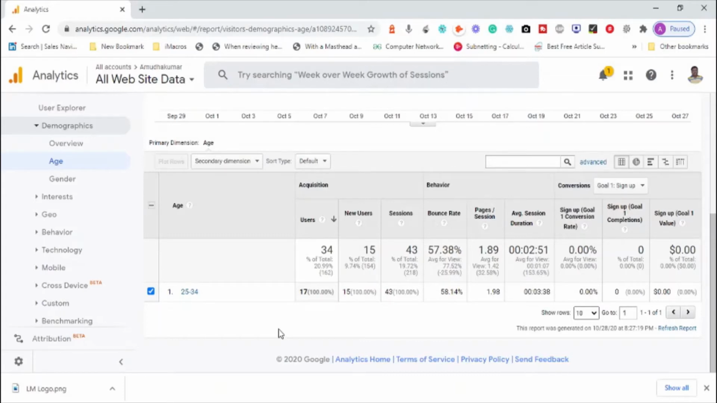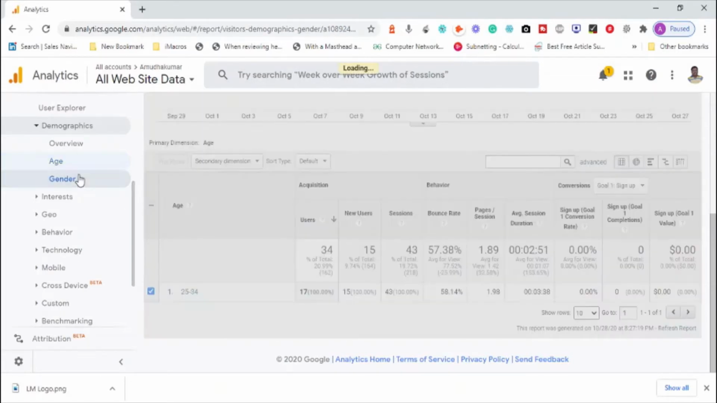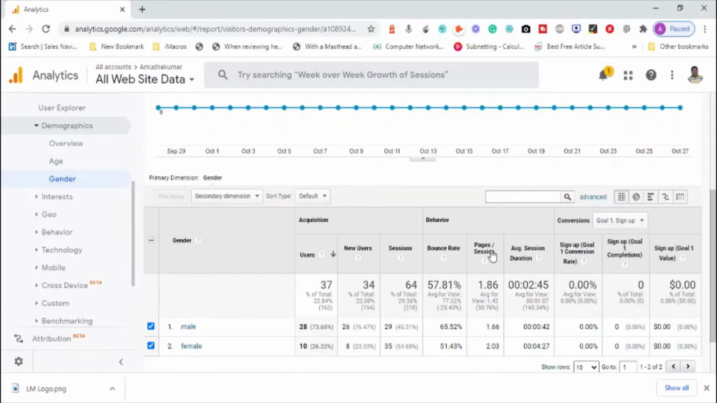I can also take the counter angle, which means I can look at it the other way. No people from 35 and above are coming, so I can run a campaign to target people from 35 to 50 also. That is another counter way of looking at it. But people are actually coming from 25 to 34, so I can use this age range to target people related to SEO and digital marketing advertisements.